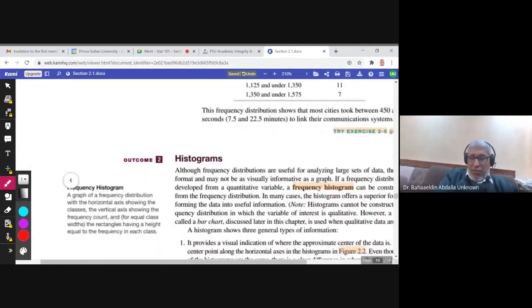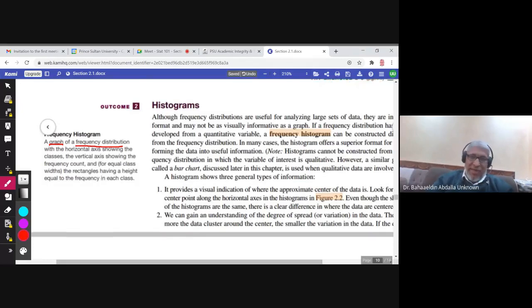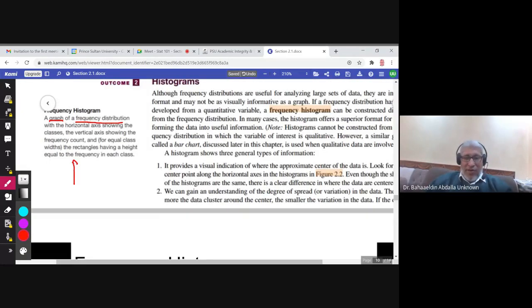Now let us go to the next point, which is about histograms. Well, a histogram is a graph that displays the frequency distribution. So you see the frequency distribution as a graph. So you have a horizontal axis and a vertical axis, okay? In the horizontal axis, you put the classes. And here you put the frequency. The frequency count, you put it on the vertical axis.